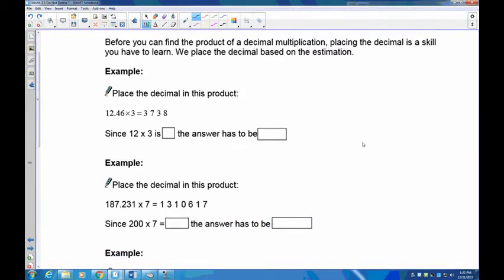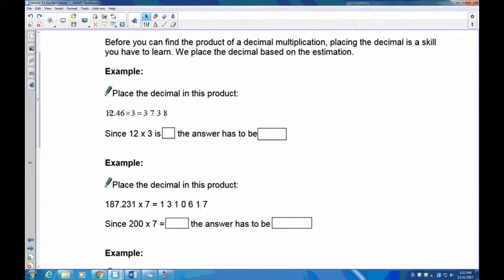All right, our first thing we're going to do next is I'm going to get you to try to put some decimals in proper location by using rounding. So I'll do the first one for you, and then you can do the next 2. In order to do this, what I need to do is take the 12.46 times 3. I know the digits that I get are going to be a 3738. Where do I place the decimal?